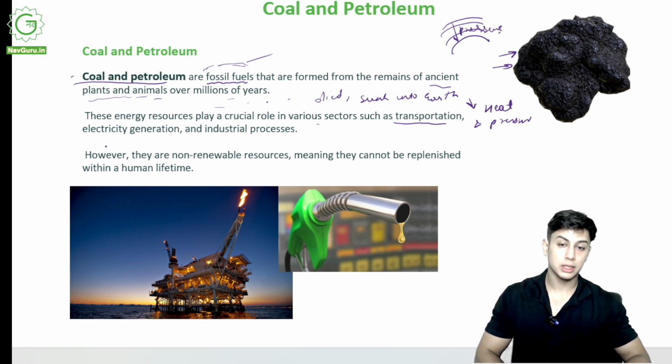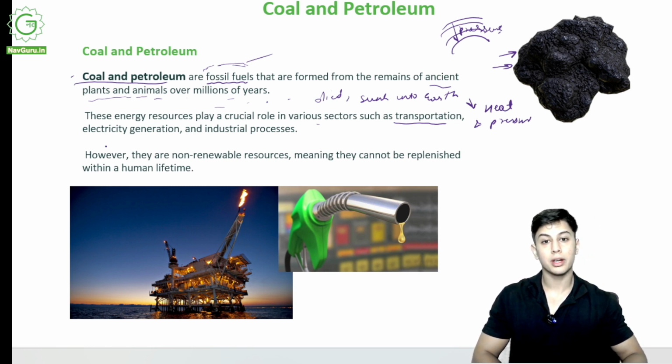Transportation. Earlier, coal engines were used. You put coal inside the engine and it would work. It would produce a lot of smoke, but it was used for transportation. Petroleum as well. Petroleum is used in transportation and industrial processes. However, they are non-renewable resources.